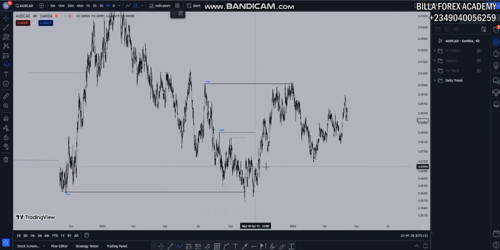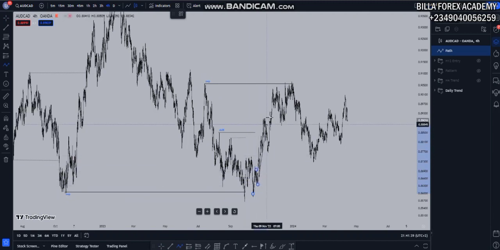Over here we see that the three phase has completed. That's the first push, the pullback, and the second push. So just like that, we have our pullback, we have our next push, we have our pullback, we have our next push. That means price has given us a break of structure up here. Now we're expecting price to break this low, because if price violates this first low and violates the second low, that tells us that price might push lower.